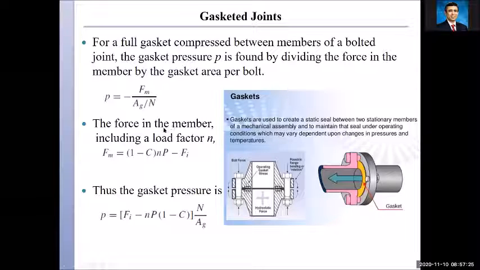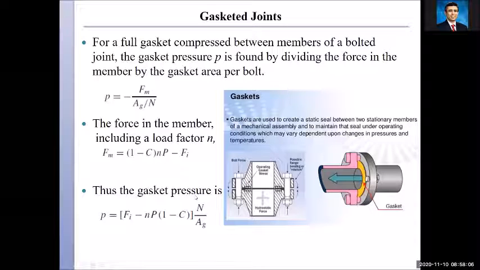So the force in the member, including a load factor, would be 1 minus C times NP minus Fi. The gasket pressure, if I take this Fm and substitute it in this equation, and its pressure, so definitely its compression, is, we always say that the magnitude of Fi is going to be higher. So if I just change the order, I do Fi minus Np times 1 minus C. Fm here is usually negative.